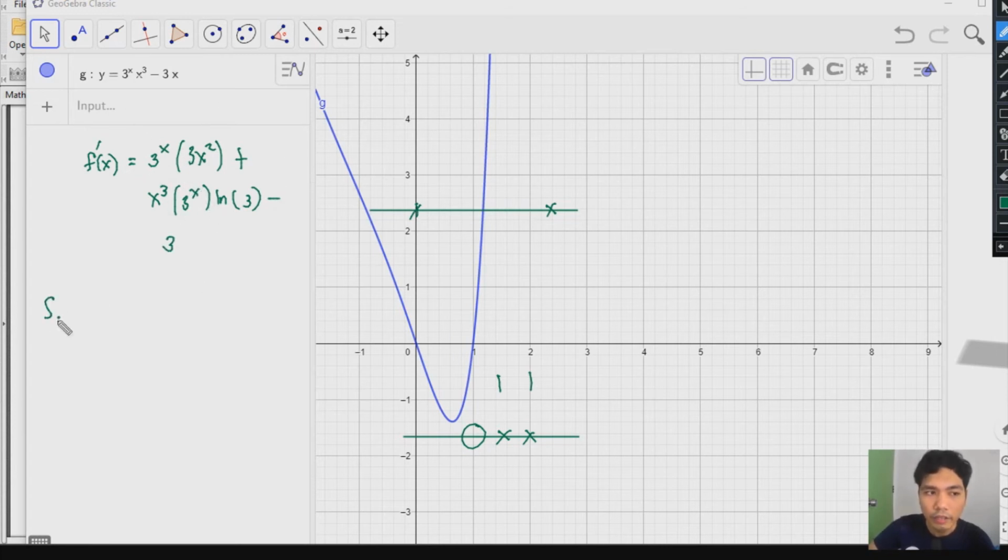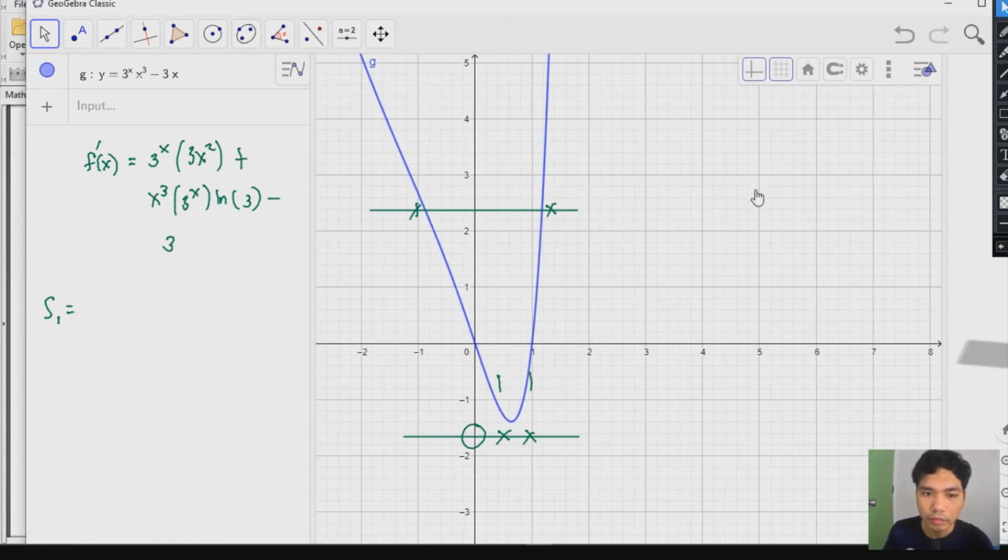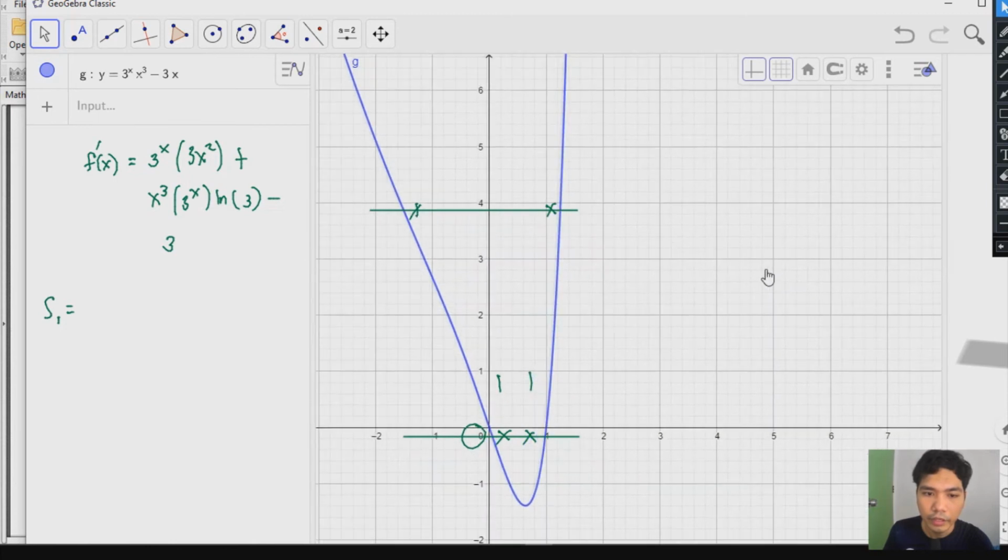Therefore, for the arc length 1, which is this portion here, na-move ko ata itong, wait, i-galaw natin to. Saan ba yun? Somewhere here.